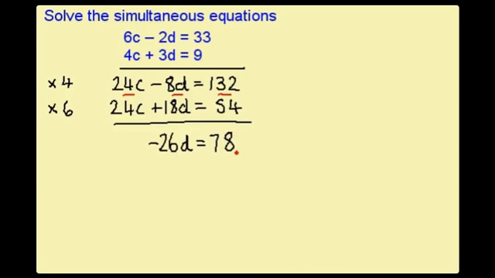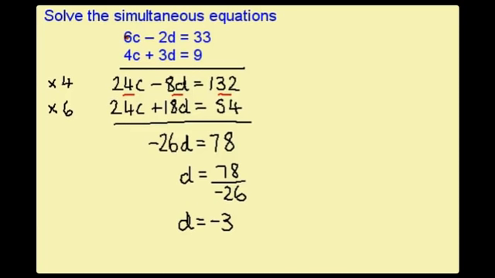I now need to work out what d is. To do this, the minus 26 goes down the escalator. You can use a calculator to work this bit out, and you get d equals minus 3. I've now found d, and I need to work out what c is. This is the hardest part, so make sure you take your time over it.